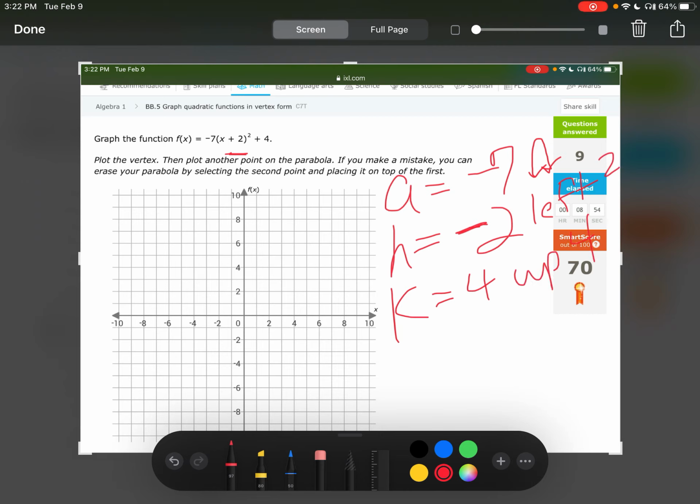So I'm going to start by moving from 0, 0. I'm going to go to the left 7 and up 2. That'll put me right there. And then my A is -7. So I'm going to step to the right 1 and down 7, which will put me right there.